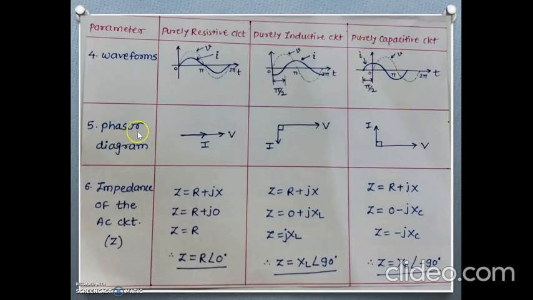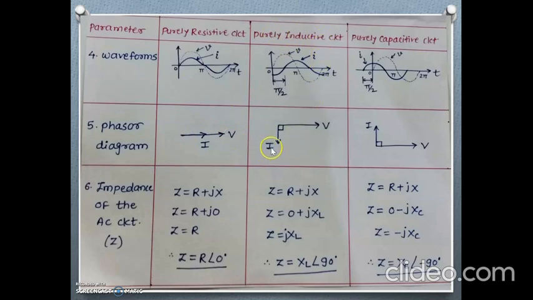Then, drawing the phasor diagrams for each of the circuits. For a purely resistive circuit, as the voltage is the same in all three, we take V as the reference. In a purely resistive circuit, current and voltage are in phase, so current is drawn on the same line with less magnitude, as the current magnitude is less than the voltage magnitude. So the length of the current vector is lesser than the voltage vector.